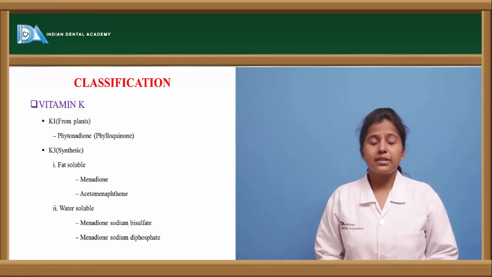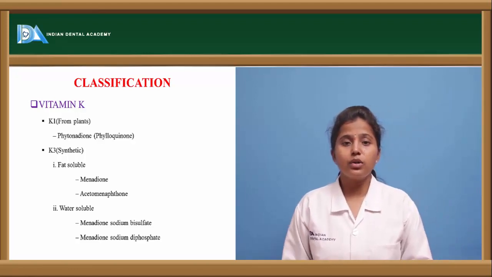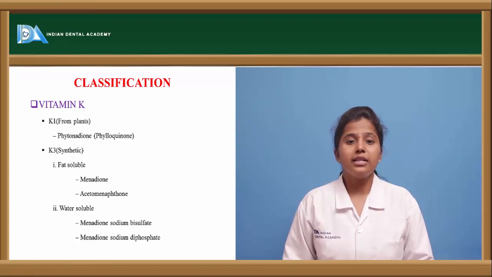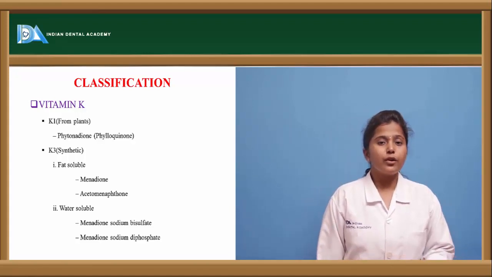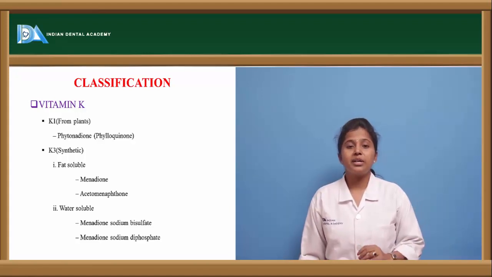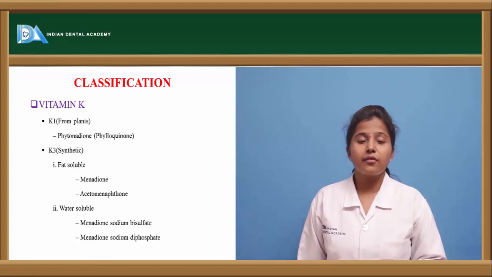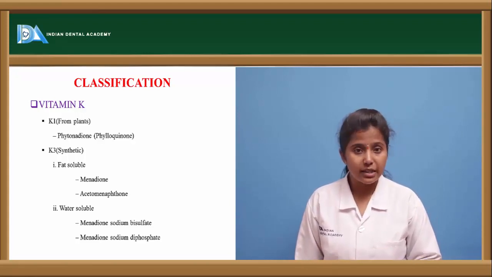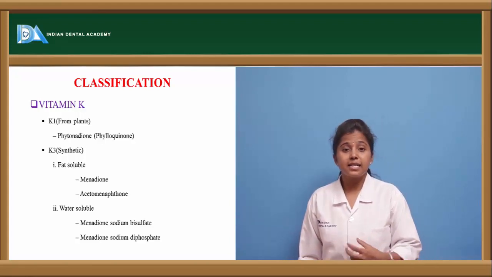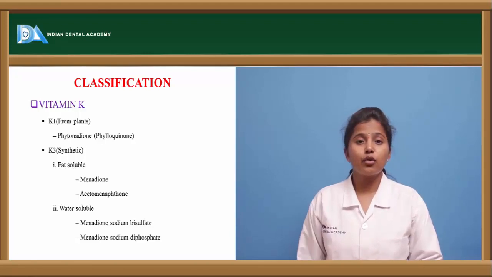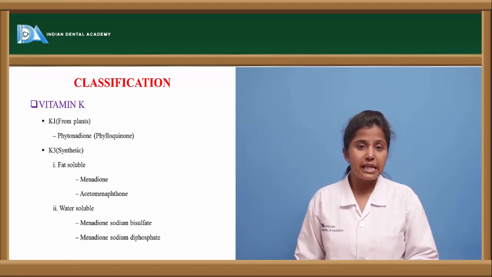So let us see the classification of these coagulants. What are the coagulants used nowadays? One of the major coagulants used is vitamin K. Vitamin K is a fat soluble vitamin which is very essential in the body, and it is synthesized by the intestinal flora, the bacteria present in the intestine.